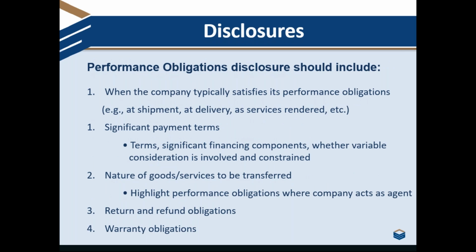When the company typically satisfies performance obligations, you see the examples there. Significant payment terms, natures of the goods or services being transferred. In other words, the different types of performance obligations, as we discussed above. When a company acts as an agent or a principal, that's addressed in a specific pronouncement in and of itself. The return and refund obligations, and then the warranty obligations. Not the warranty beyond, but the standard warranty obligation.